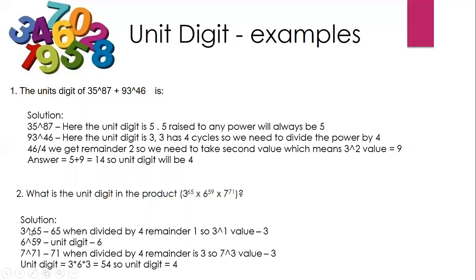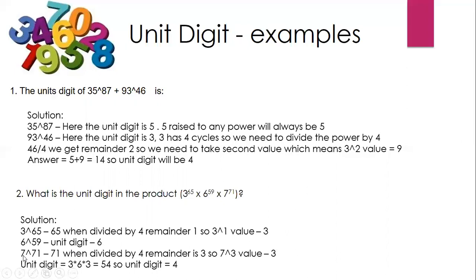So 3 power 1 value we need to take. So 3 power 1, our first value is 3. Then the second value we have is 6 power 59. 6 we know comes under group 1. So 6 power anything will always be 6. Next we have 7 power 71.